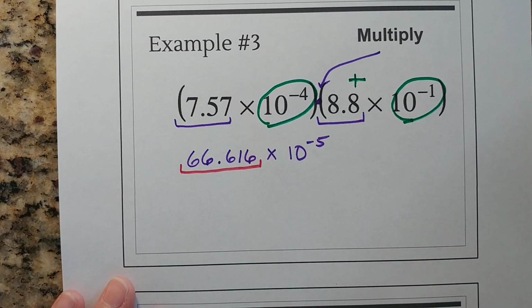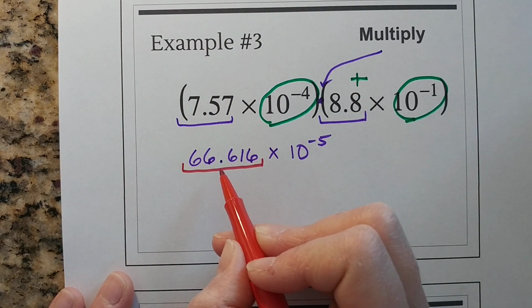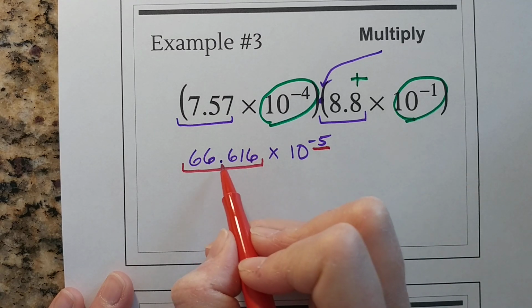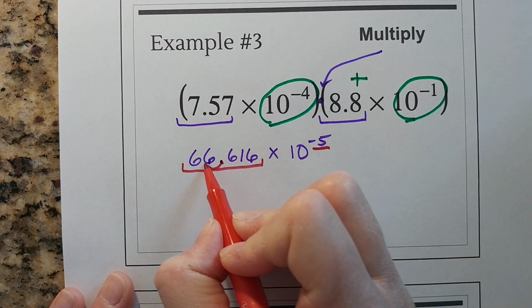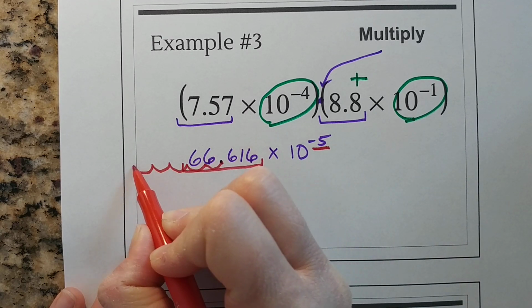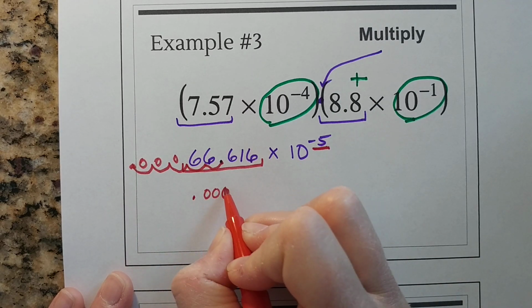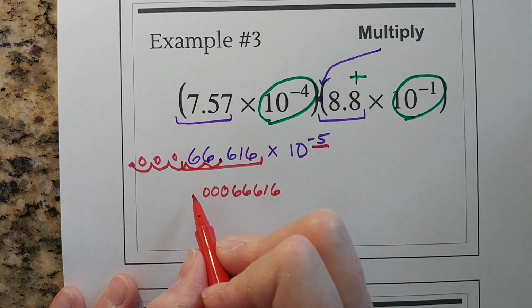Let's see how it's going to change. I first want to take this number and I want to change it to a standard form. So -5 tells me I'm going to move this decimal point 5 places to the left. 1, 2, 3, 4, 5. 3 zeros. So 0.000666616. Here's the number in standard form.